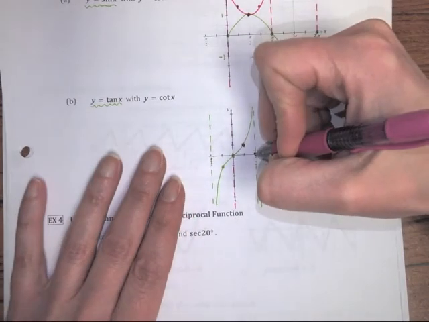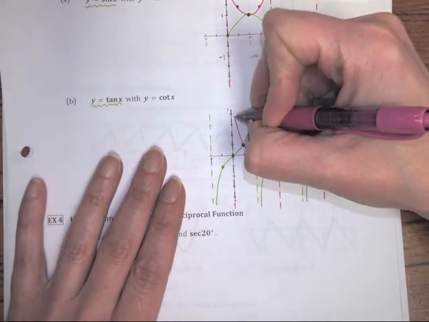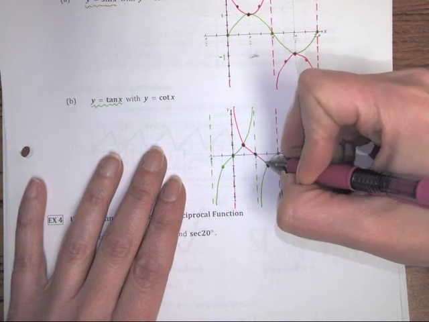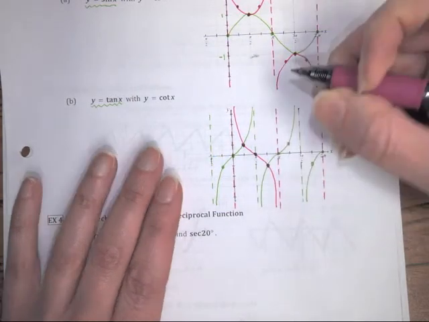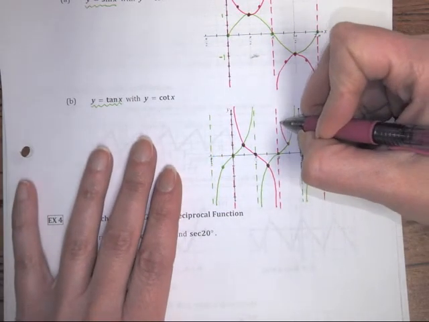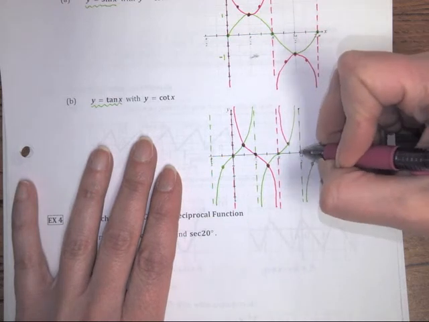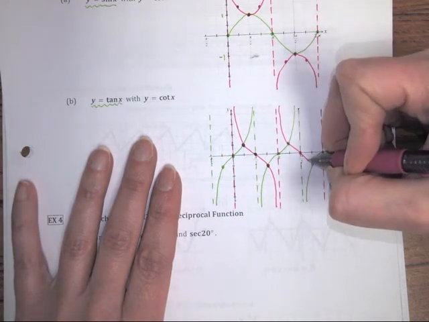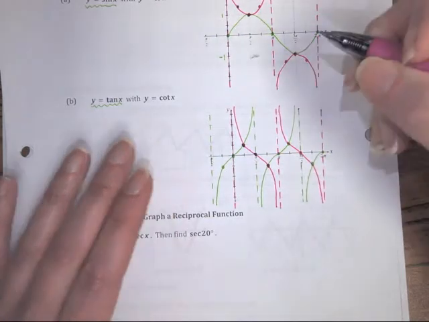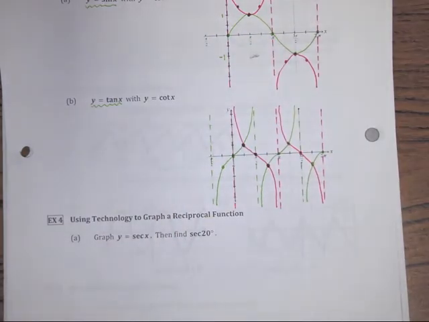And what we essentially have here is this. And it repeats over here, goes right through this one, like this. Do you see? Pretty cool pattern, eh? That's how tangent and cotangent are related. Pretty cool.